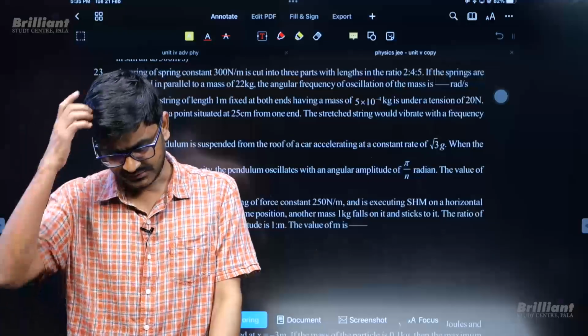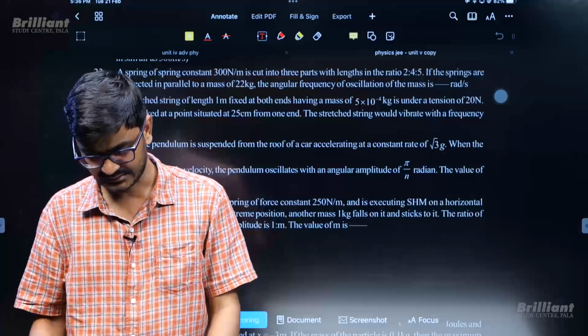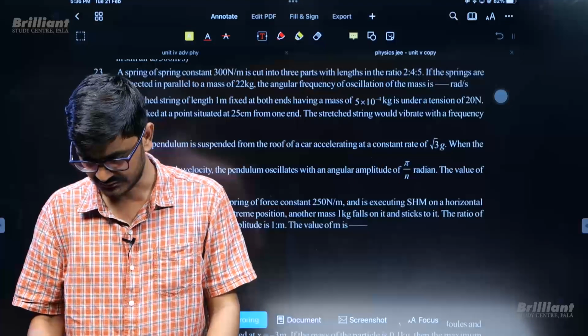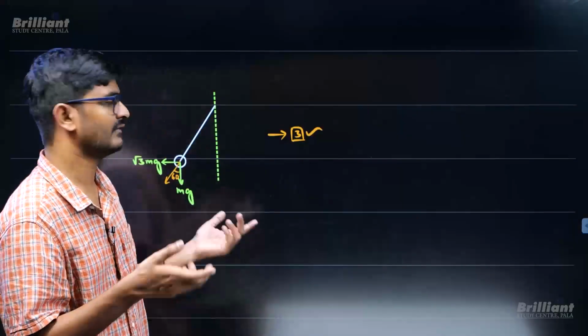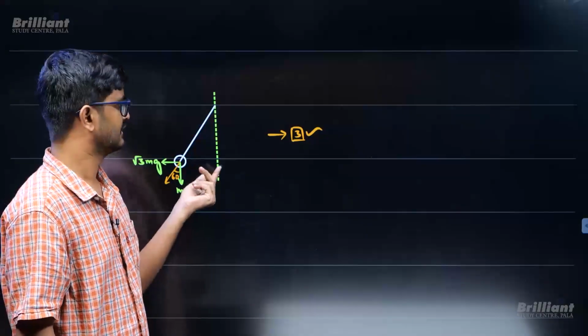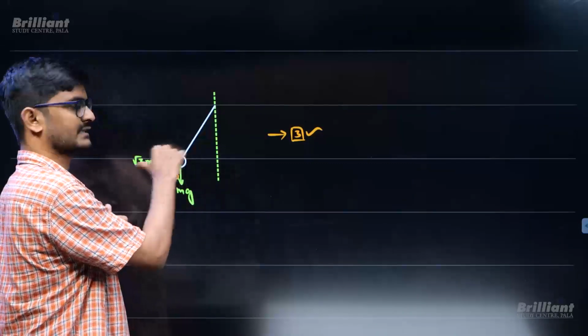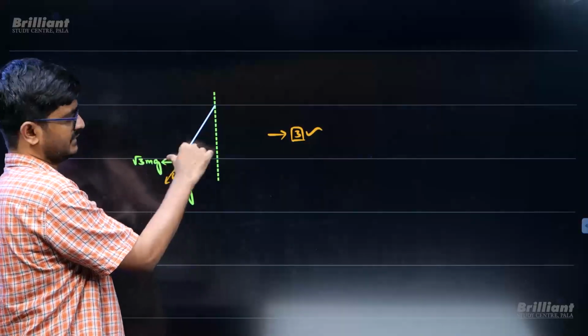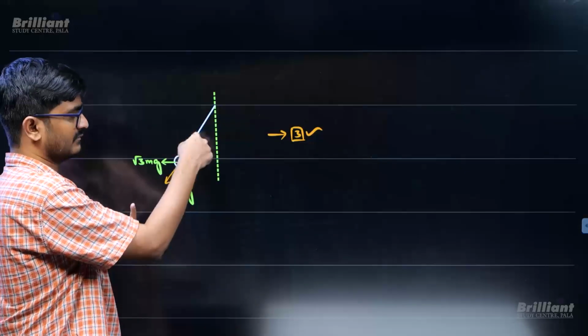A simple pendulum suspended from the roof of a car accelerating at a constant rate. When the car attains a steady velocity, the pendulum oscillates with an angular amplitude of. Generally when the car is not accelerating, what will happen? It will be in this direction, right? Now when the car is accelerating, you will be observing from the car frame, you will be having pseudo force extra, that is m into a, which is root 3 into m into g. Now the equilibrium position will be somewhere here.